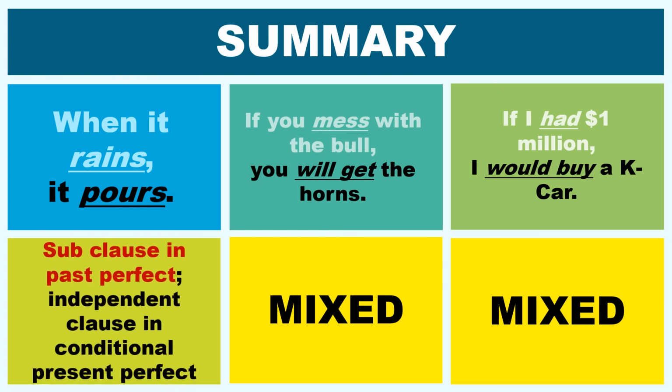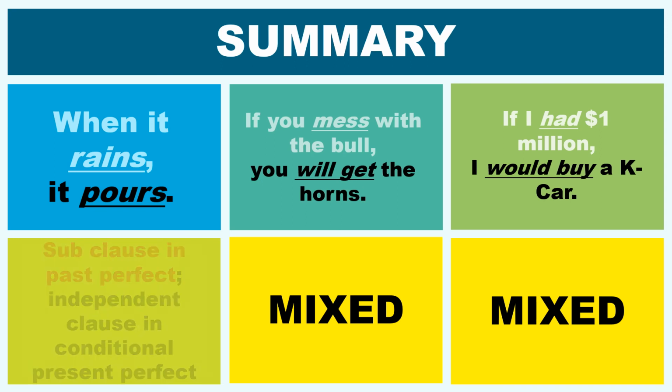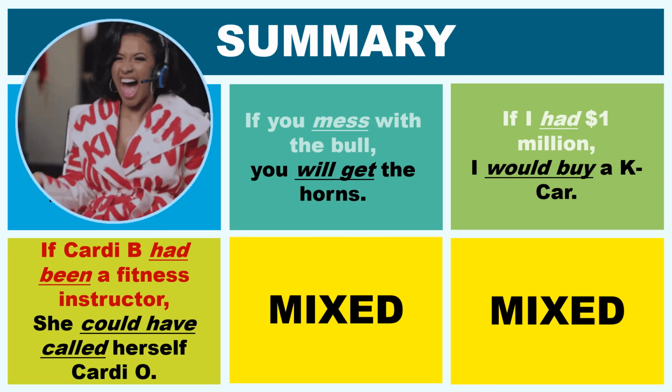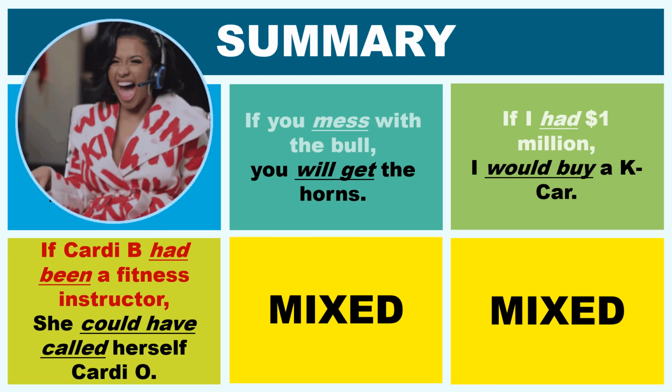In this context, the subordinate clause is in past perfect and the independent clause is in conditional present perfect. If Cardi B had been a fitness instructor, had been, past perfect, she could have called herself Cardio, conditional present perfect. And I'm sure Cardio, or rather Cardi B, gets a kick out of that one.